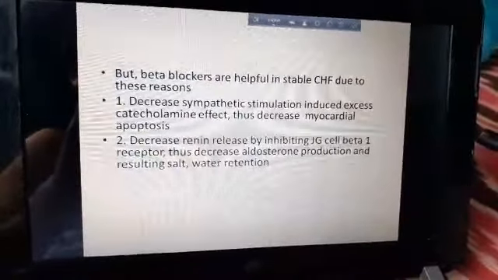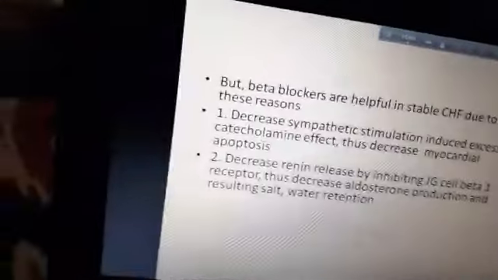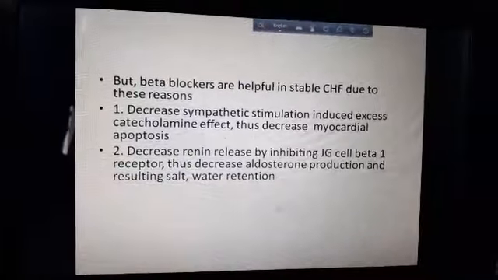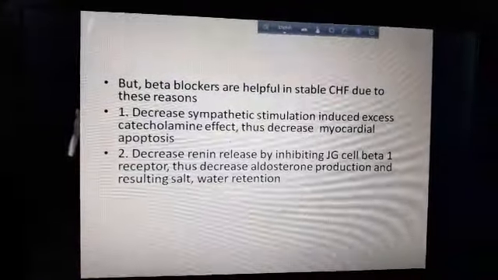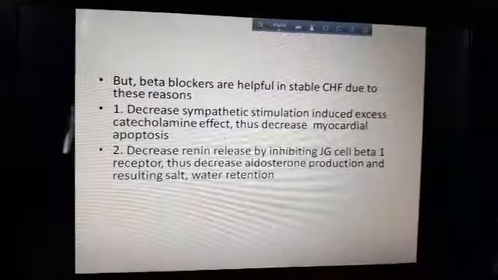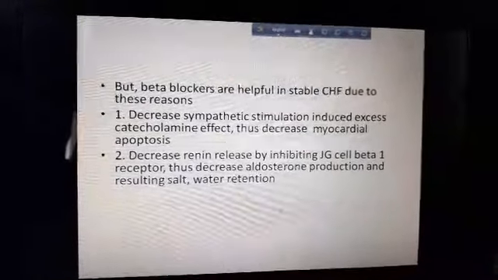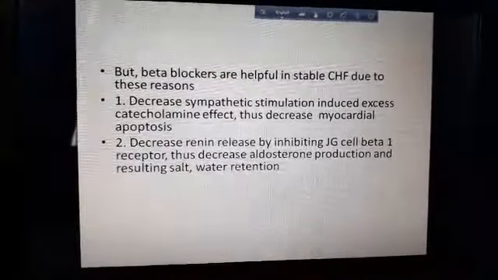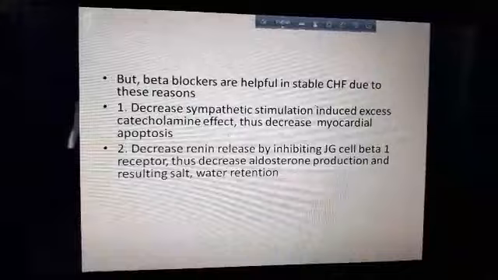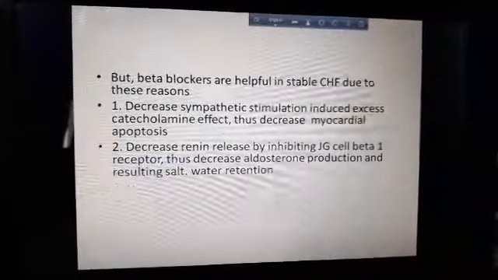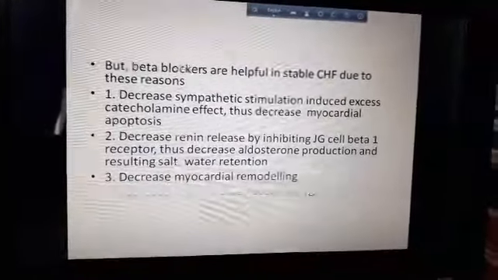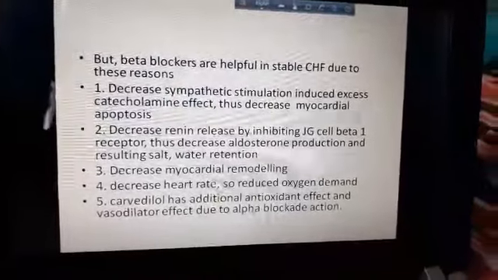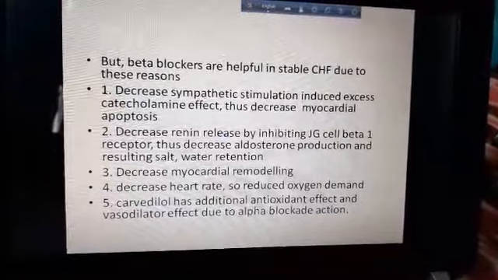Also, there is decreased renin release by inhibiting the JG cell beta 1 receptor, thus decreased aldosterone production and reduced salt and water retention. Beta 1 receptor causes increased renin release from the JG cells. Thus, ultimately the renin, angiotensin, aldosterone system is decreased, and due to less aldosterone and angiotensin 2 activity, there is less cardiac remodeling. Also, due to decreased aldosterone effect, there is improved salt and water excretion, decreased cardiac remodeling, and decreased heart rate, so reduced oxygen demand. Carvedilol has some additional antioxidant effect and vasodilatory effect due to alpha blockade action.